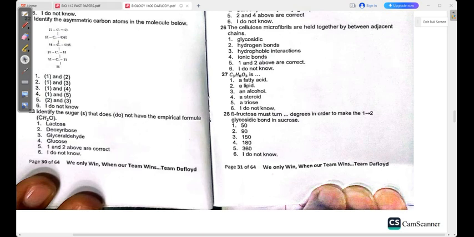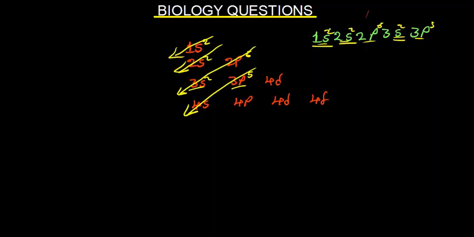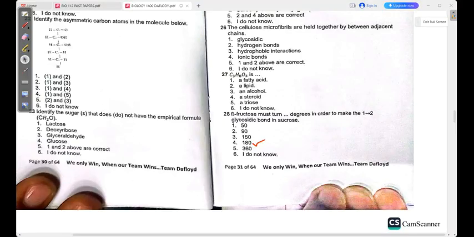28. Beta fructose must turn 180 degrees in order to make the 1,2 glycosidic bond in sucrose. Exactly what I explained on that question. I said fructose has to turn 180 degrees to make that bond possible. So the answer here is option 4. Is it 4? Yes, it's option 4, 180 degrees.